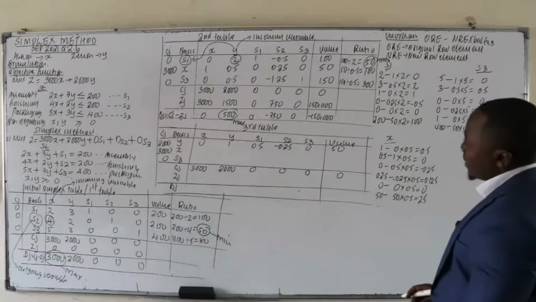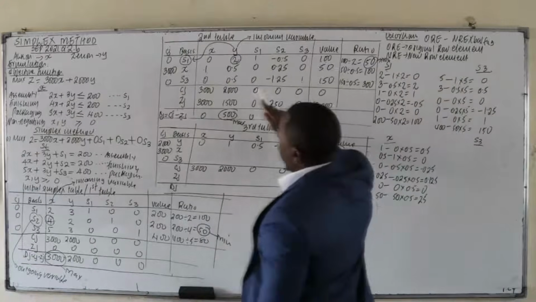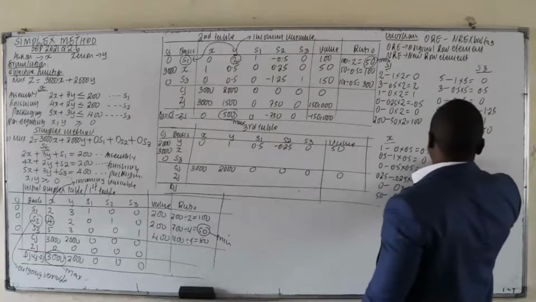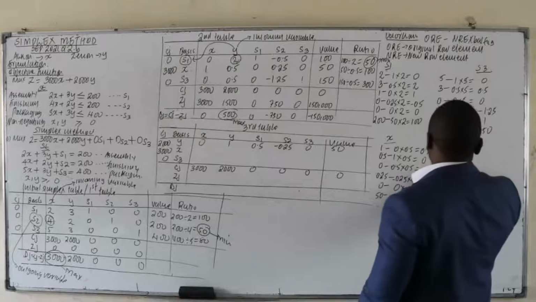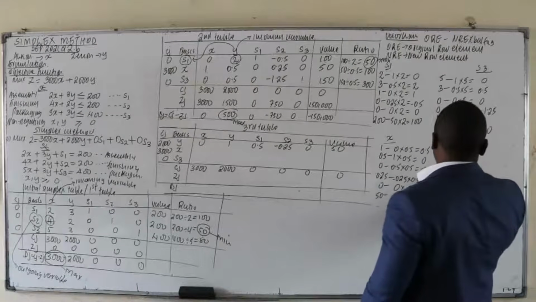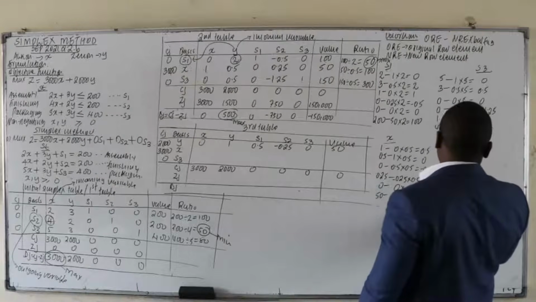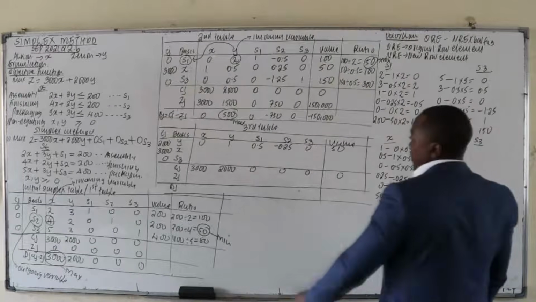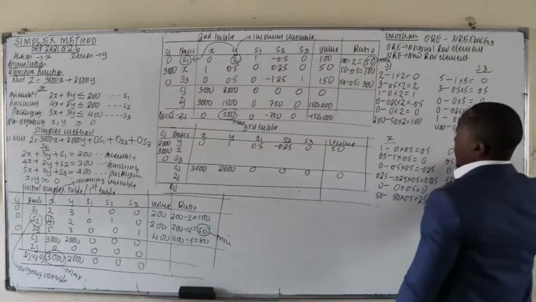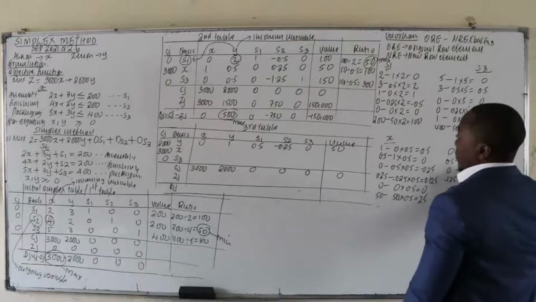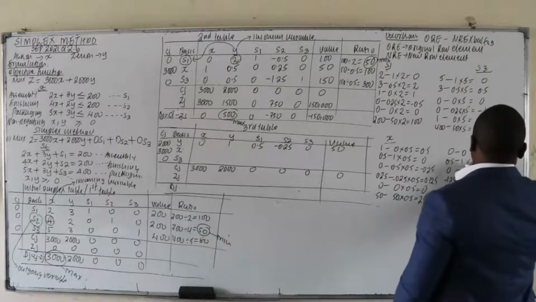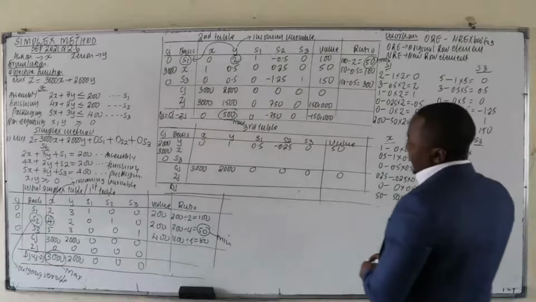Then you do the same for S3. For S3, you take the original row element. For S3, this was the original row element: we have 0, 0.5, 0, negative 1.25, 1, and 150. Then you minus the new row element. These are our new row elements: 0, 1, 0.5, negative 0.25, 0, and 50. Then you multiply by the balancing figure.